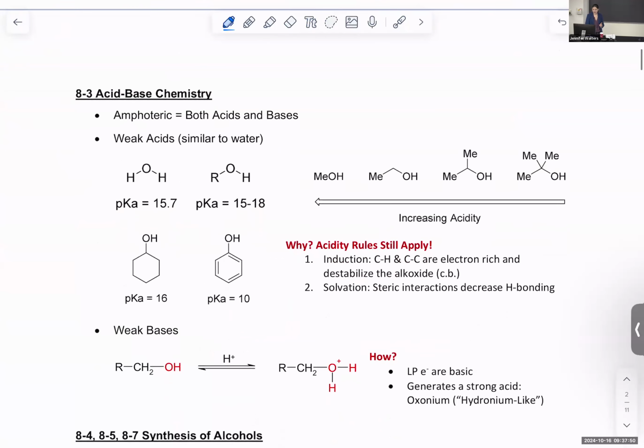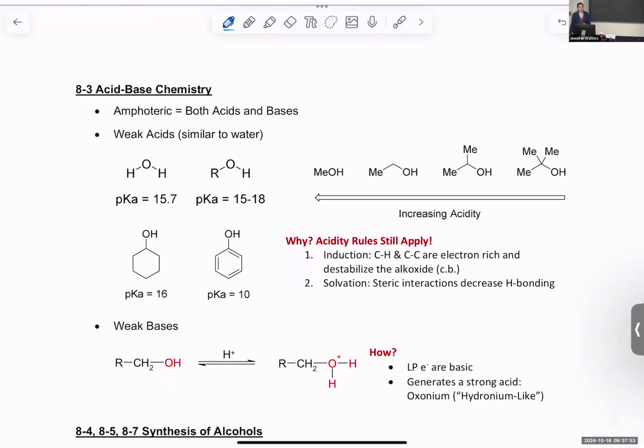All right, let's try to remember our acid-base chemistry. So as we said, our alcohols are amphoteric, meaning that they're both acids and bases. They're not really good at either, but they can do both. So they are weak acids, similar to water. The pKa of water is actually 14 because we're taking it as the true gas phase. So looking at the 14 compared to that 15, why are our alcohols less acidic?